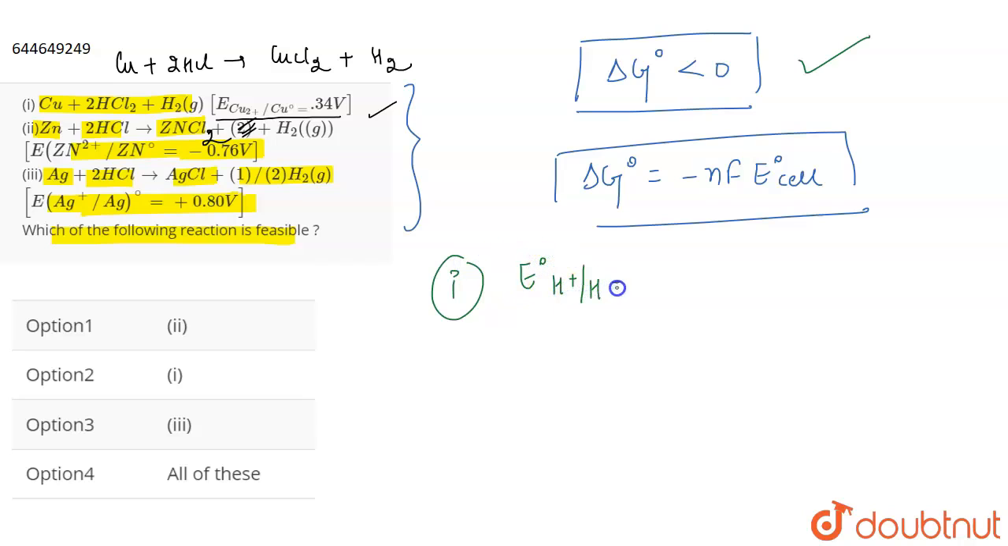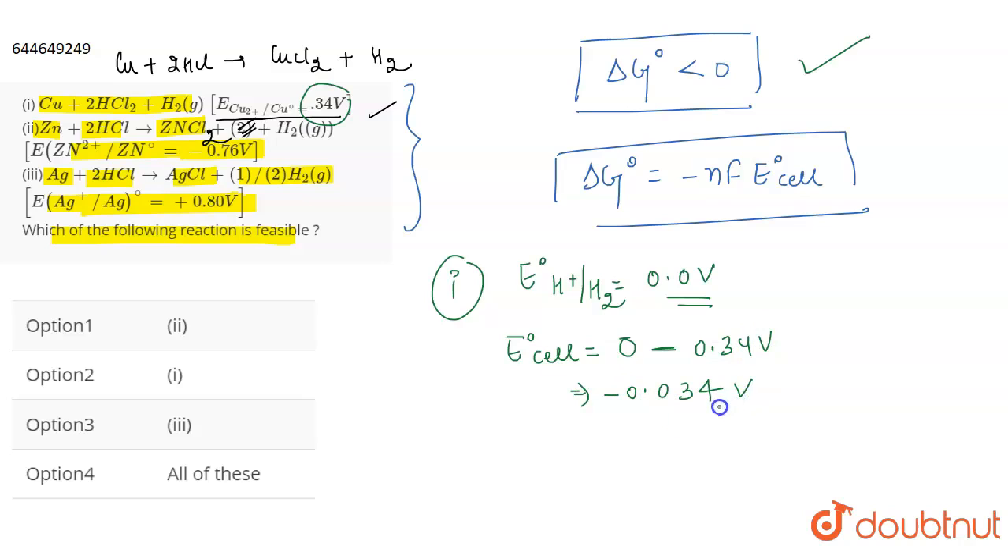In the first case, the standard reduction potential of the standard hydrogen electrode is 0.0 volt. So we can calculate the E cell here, because all the reactions are taking place with hydrogen. E0 cell will be equal to the E0 of H+ to H2, which is 0 volt, minus the E0 of Cu2+ to Cu, which is 0.34 volts. So E0 cell comes out to be minus 0.34 volts.